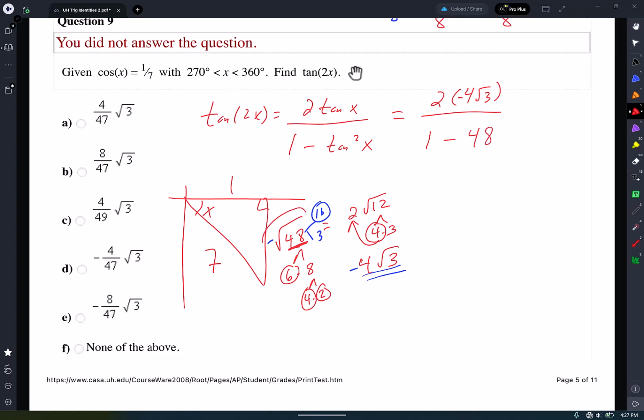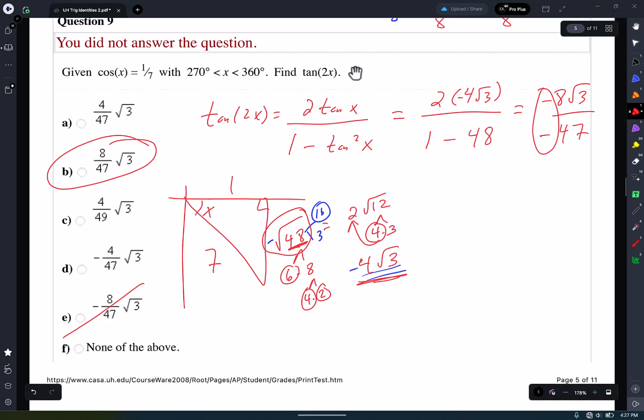Because look, that side was negative square root of 48. And when you square the square root, that goes away. You could have used this, but why do you want to? You would have gotten 16 times 3, which would have been 48. All right, let's see. So positive times a negative is a negative. So negative 8 square root of 3 over 40, negative 47. Negative divided by a negative is a positive. So delete the negative one and circle the positive one. Yeah, these can be tough, guys, but it's just arithmetic.